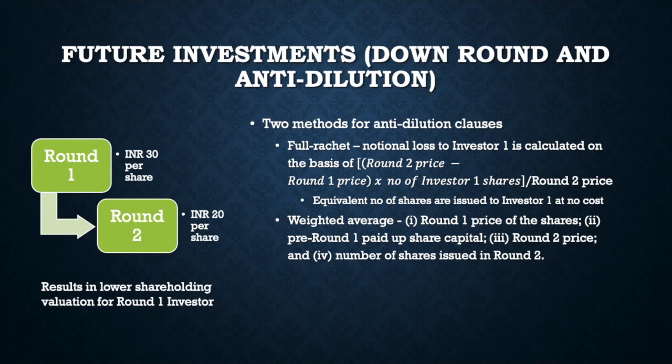Now, the weighted average method takes into account the price of the shares both at round one as well as round two. It also takes into account the paid up share capital before round one and the paid up share capital after round two, right? So it takes into account what was the weight of these shares in round one versus the weight of the shares in round two, which is why we call it the weighted average method. Now, in the full ratchet method, this weighted average is not taken into account. We look at absolute values of 30 rupees and 20 rupees a share. We'll discuss this more in detail in our tutorial. This is a fairly complicated clause to draft or understand.